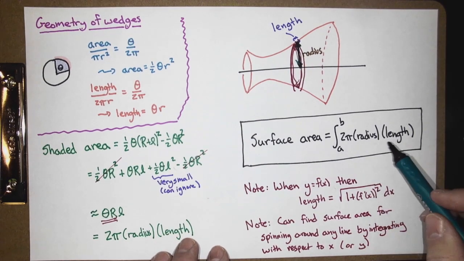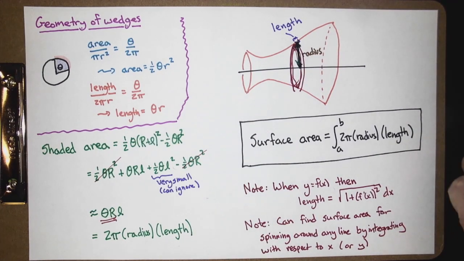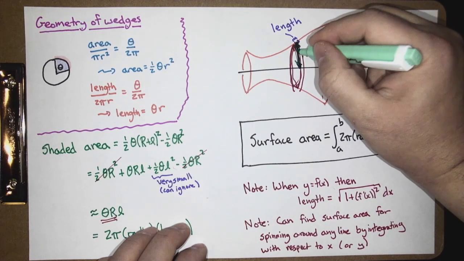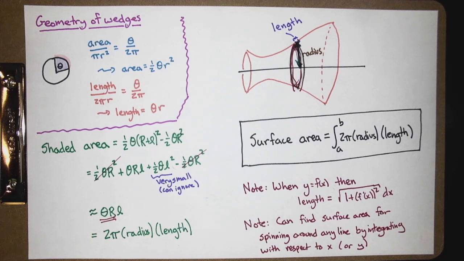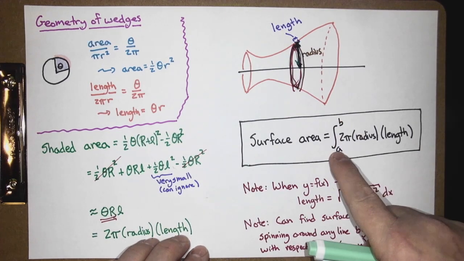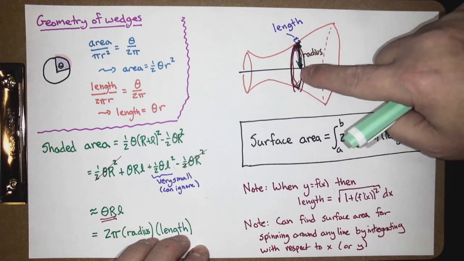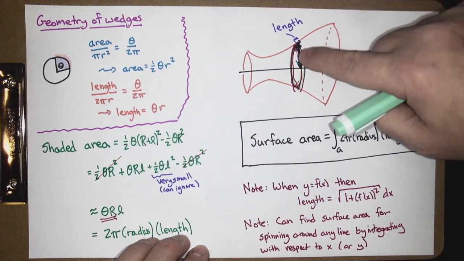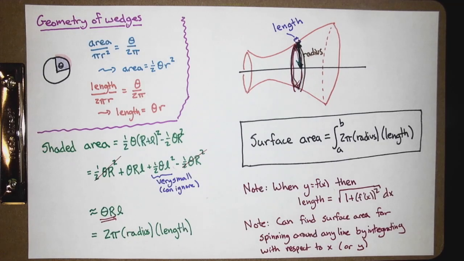So this 2 pi radius length, that's the area of this little strip. And once you have the area of one little piece, you add them all together. And life is good. So our formula for surface area is the integral from a to b of 2 pi radius length. So remember, again, radius is the distance from the curve to where you spin. Length is the length of that little piece.